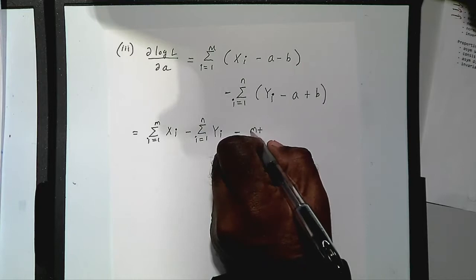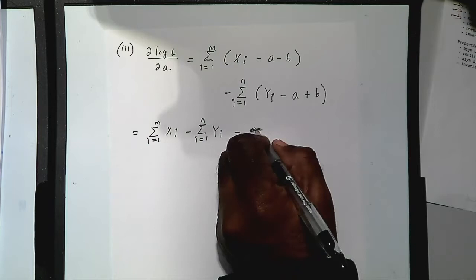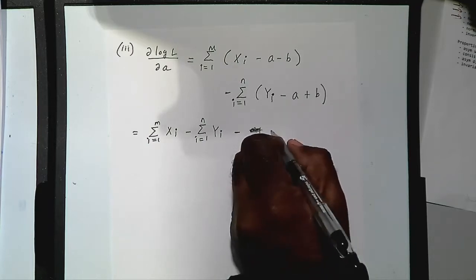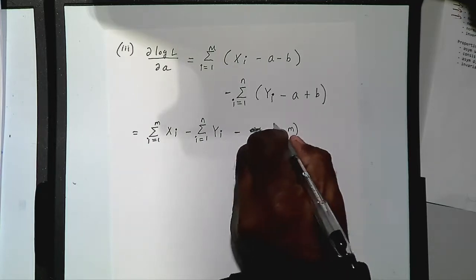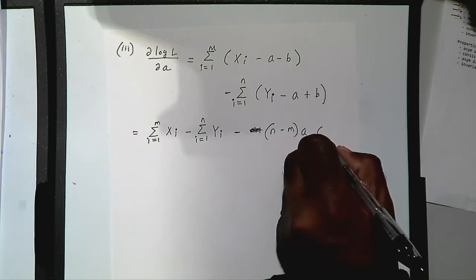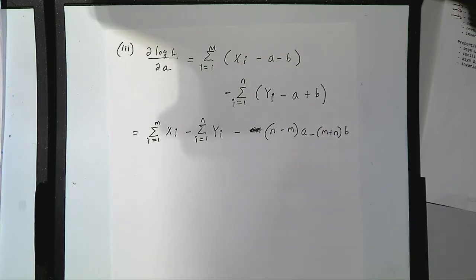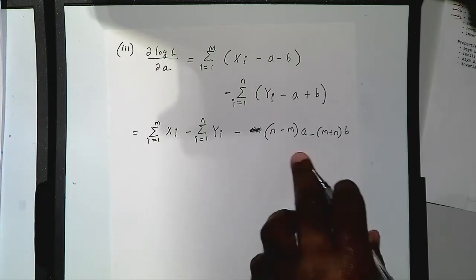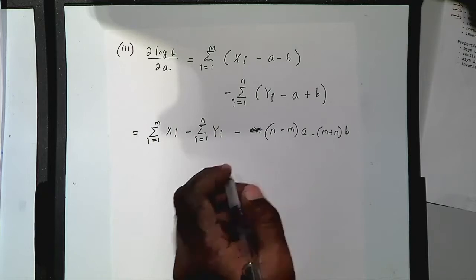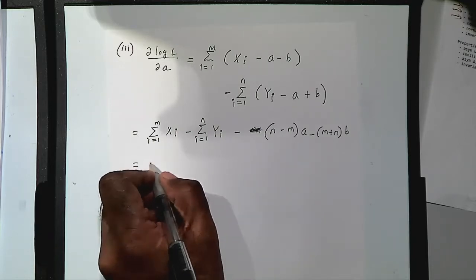So it should be, excuse me, it should be n minus m times a, right? And then here you have m plus n times b, right? This is, correct me if I'm wrong, but this is what I'm getting. So this is the simplified form of the partial derivative, and we are setting this equal to 0, right?